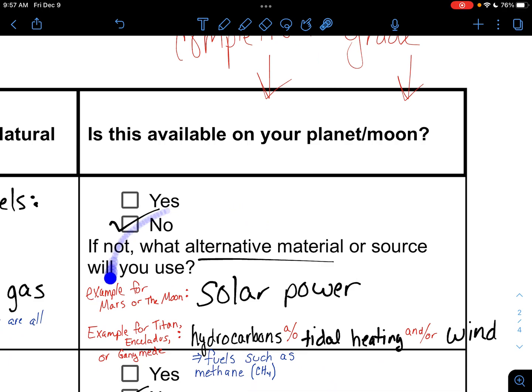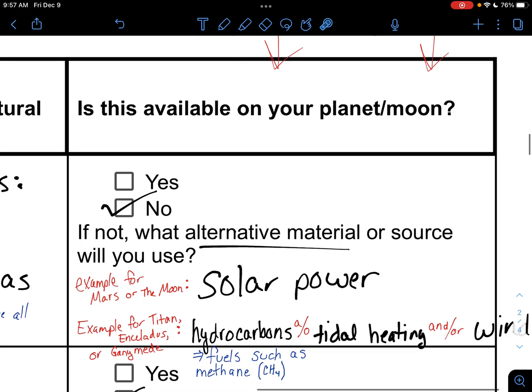So what kind of alternatives are you going to do? This is one where we can't bring it with us. This is not something we can harvest from an asteroid. It's not something we have enough space and mass to take with us on our ships. So we'll use an alternative material. If you're in the inner solar system, if your group is planning for Mars or the moon, solar power is going to be your main thing because it's available in the inner solar system.